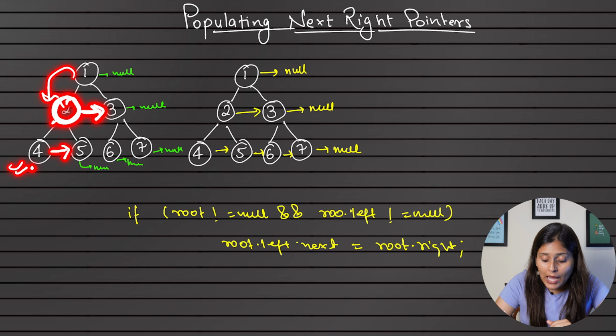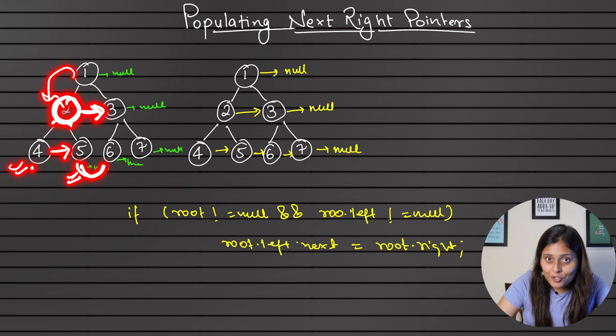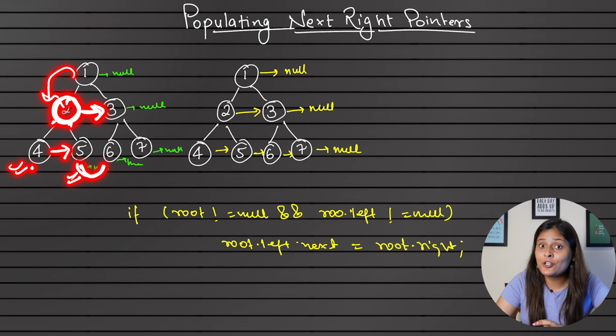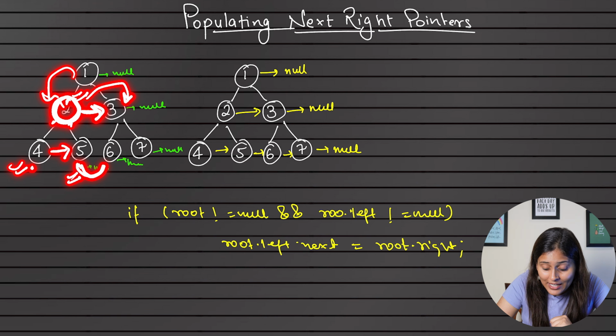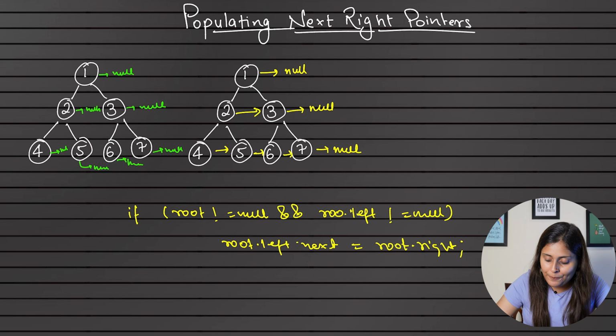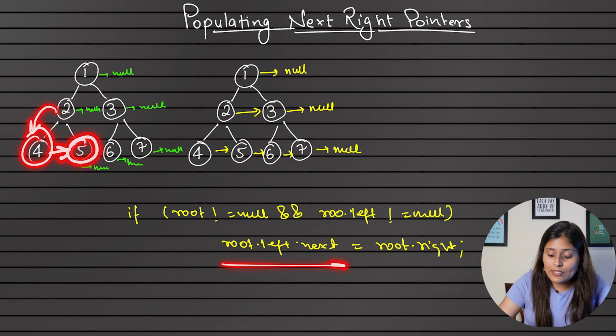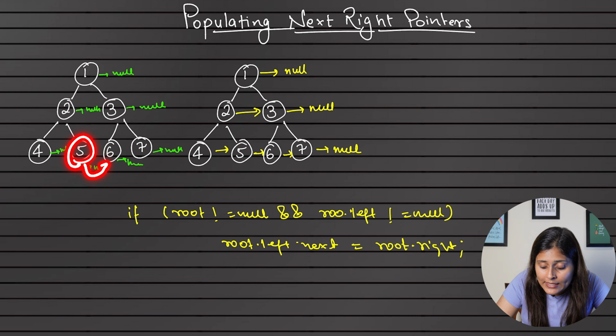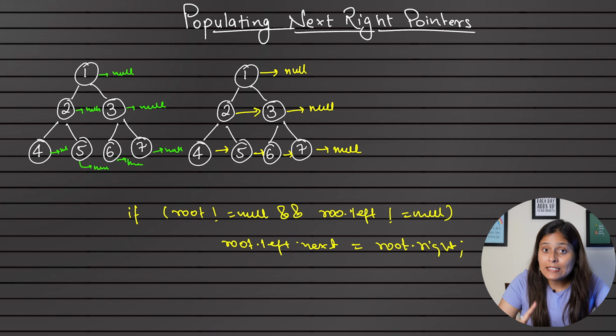But this is okay. But how to connect this 4 and 5 and 6? Very easy. How? If 2's right child 5 exists, then 2's right dot next, which is 5 dot next, connect to 6. And what is 6? 6 is nothing but 2's next, which is 3 dot left. Again, if I'm considering that we have to connect 2's right child, which is 5, because the left child we can connect like this, 2's left connect to right. Now it's time for the right child. How we can connect this to some other parent's left child?